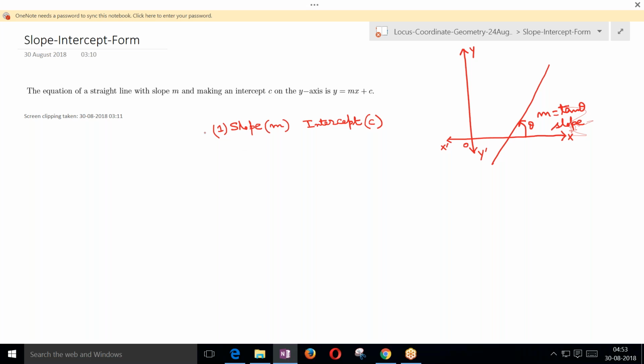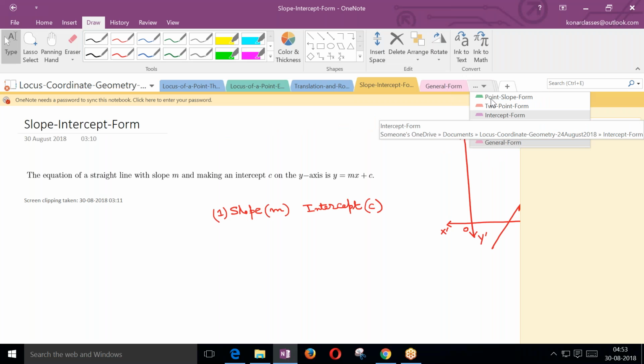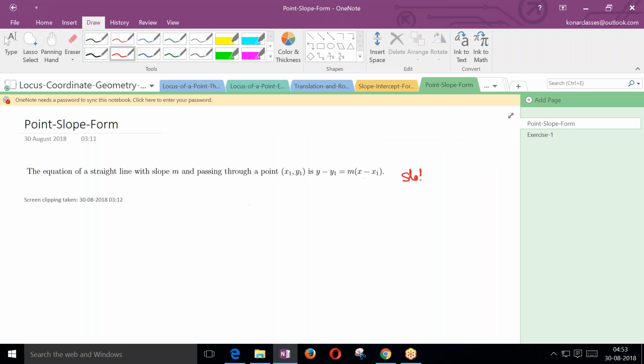The second one is known as point slope form. What is point slope form? It means slope is given and one point is given. So this is one form, where slope is given and one point is given.